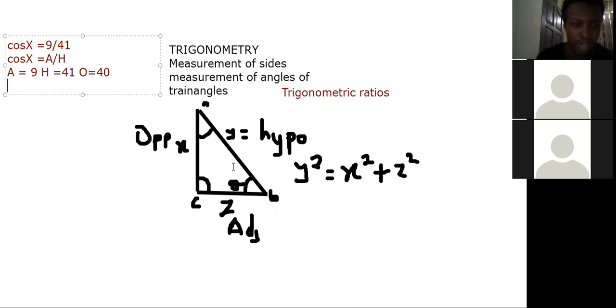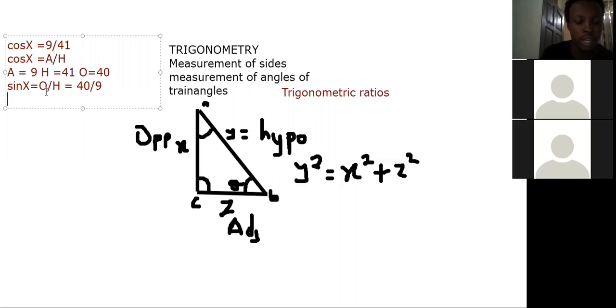So now we've been able to get this. Now we are supposed to find the other trig ratios. So what will be sine x, given these numbers? Sine x is opposite over hypotenuse. So in terms of numbers, sine x will be 40 over 41. Just give me in a fraction form.